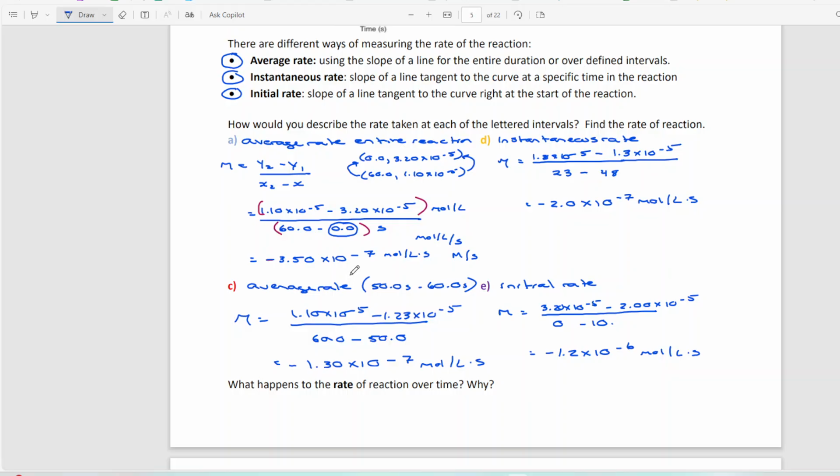So what does all of this mean? Well, all of this means that what is happening to the rate of reaction over time? Well, we started at negative 1.2 times 10 to the negative 6. We ended with negative 1.3 times 10 to the negative 7. So the rate of reaction decreases. So it's decreasing over time. Why? Because you are using up the reactant. So a reaction should always slow over time because you are using up the reactant.